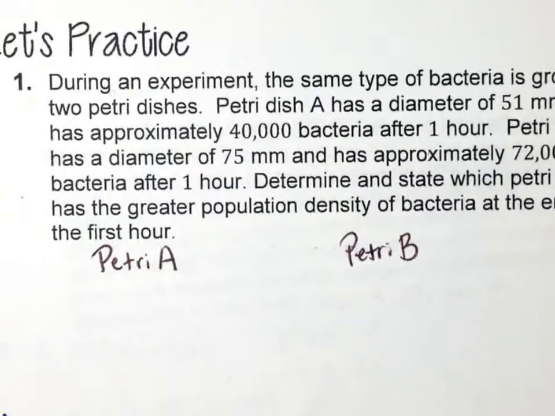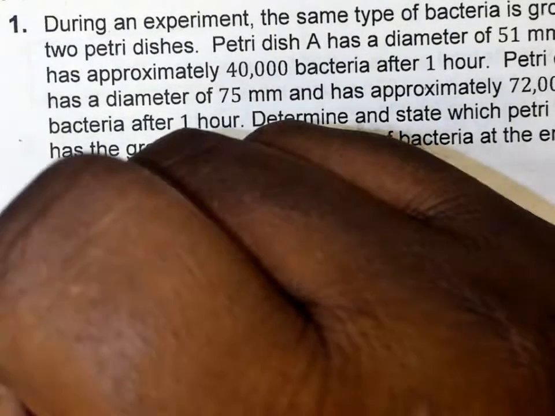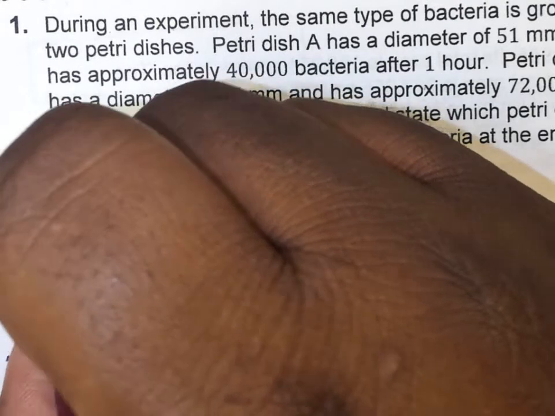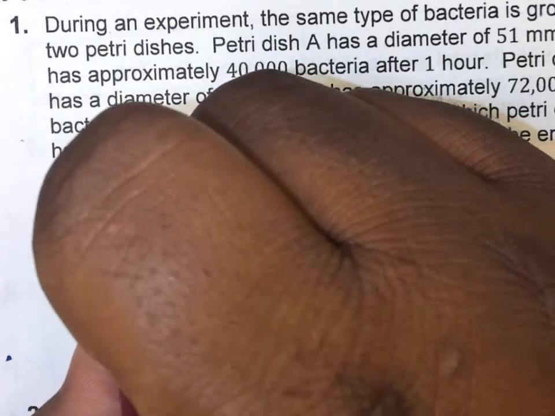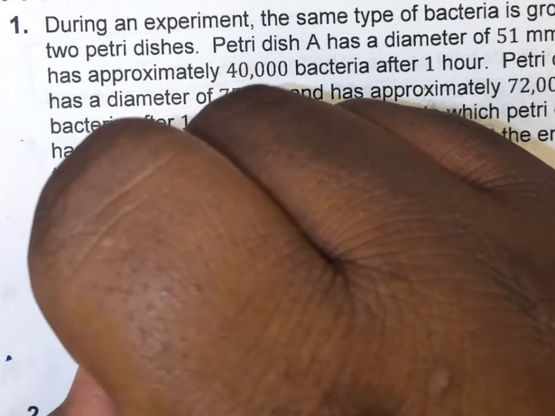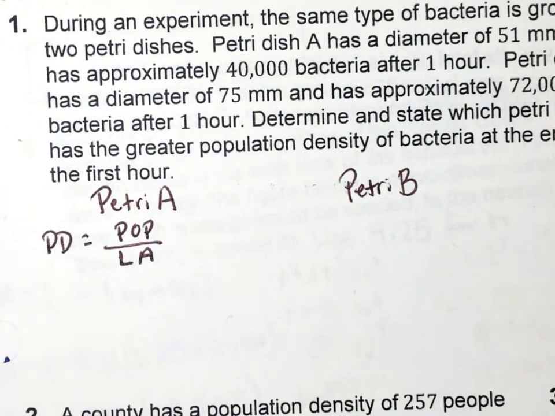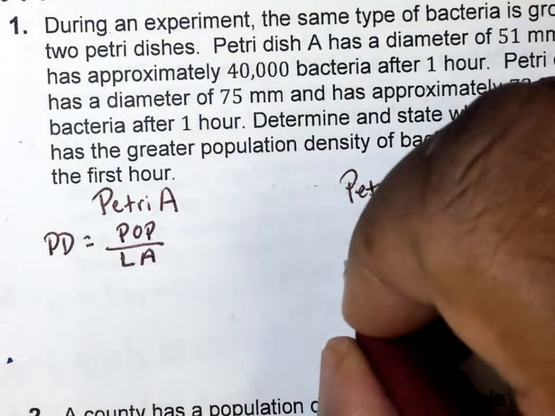And I'm going to write the formula out every time. So it's PD equals pop over LA. I didn't tell y'all, but I abbreviate. Obviously, I'm not about to write those whole words out every time, but y'all should know what everything means. PD is population density, pop is population, LA is land area.